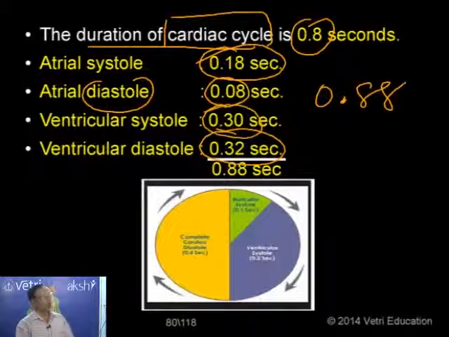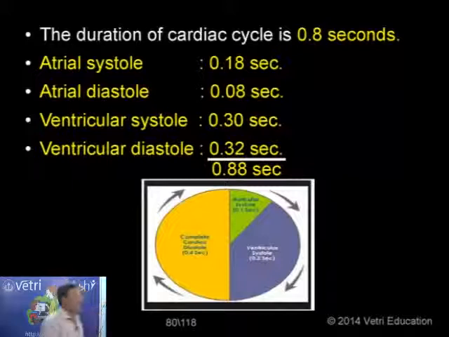So in total, one heartbeat or one cardiac cycle lasts for about 0.88 seconds. One cardiac cycle is equal to one heartbeat. So the duration of one cardiac cycle or one heartbeat is equal to 0.88 seconds. And normally we can represent all these things in a simple manner.